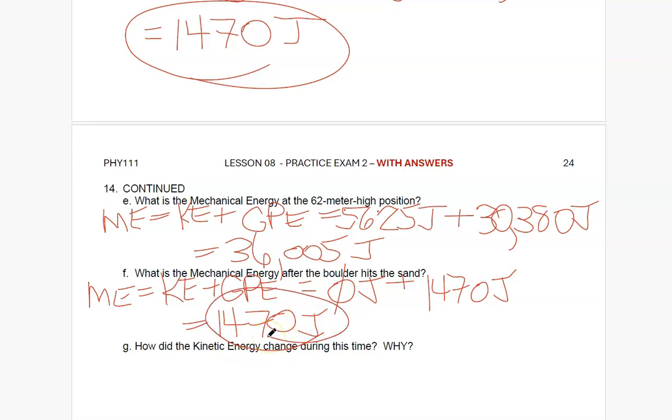So we started with a very high amount of mechanical energy, at least midway through the fall, and after impact, it went down to 1,470 joules. This tells us that we lost a lot of energy in the form of mechanical energy, so it must have been turned into non-mechanical energy.